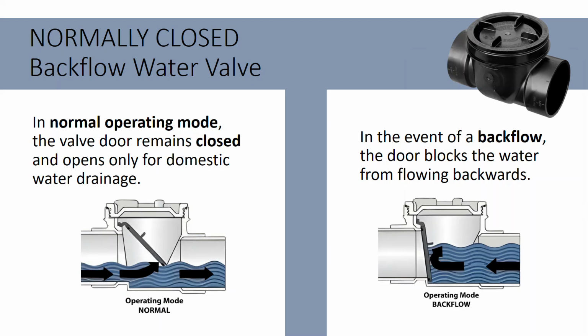When one of the household appliances is used, such as the toilet, the valve door easily pivots on its hinges, allowing water to flow freely. In the event of negative pressure, or when water tries to flow back into the house, as shown in the image on the right, the force will keep the valve door closed, creating a seal that prevents water from entering your home.